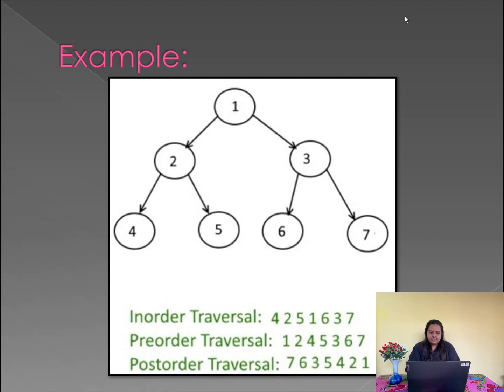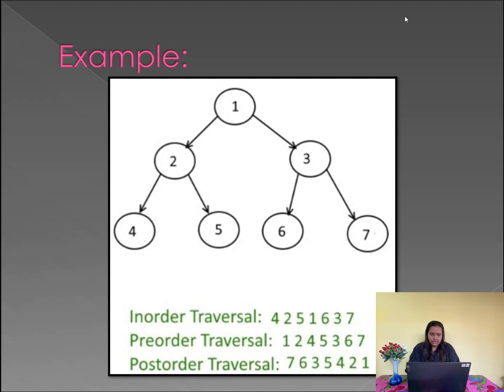So this is a complete binary tree, and we will now apply 3 types of traversals on it. Inorder traversal. In inorder traversal, we always follow this order: left child, root, right child. Let's apply this rule step by step. We start from the root node 1, but first we go to its left subtree.